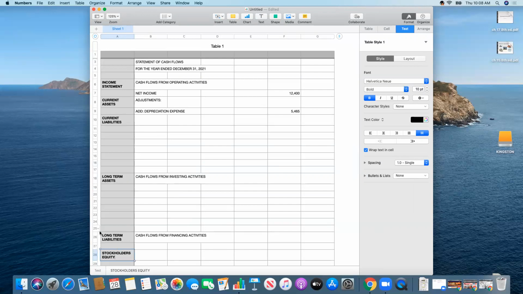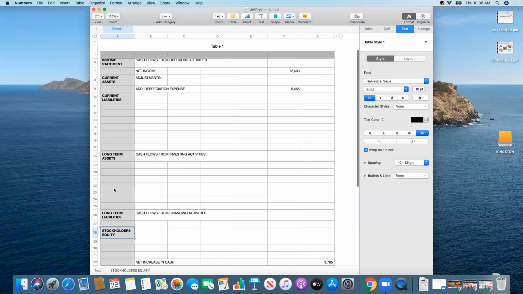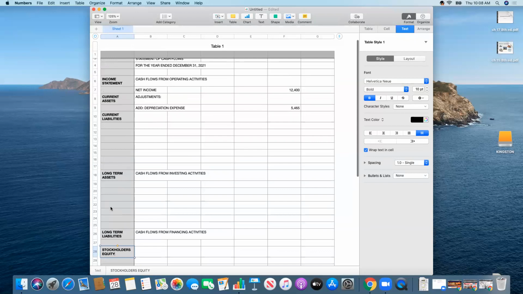okay? So where are we going to look? For the operating activities, we're going to start out with the income statement, then we're going to look at current assets, then we're going to look at current liabilities. For investing activities, we're going to look at the long-term assets. For financing activities, we're looking at long-term liabilities and stockholders' equity, right? Just so you remember.